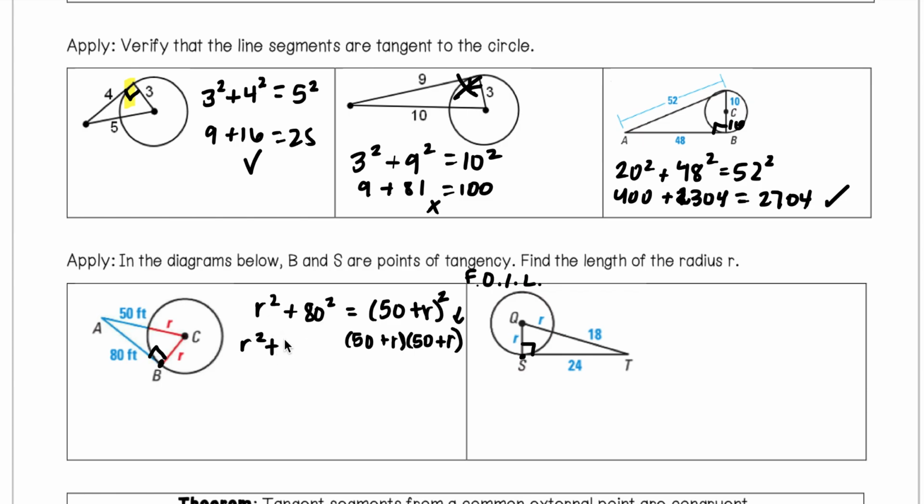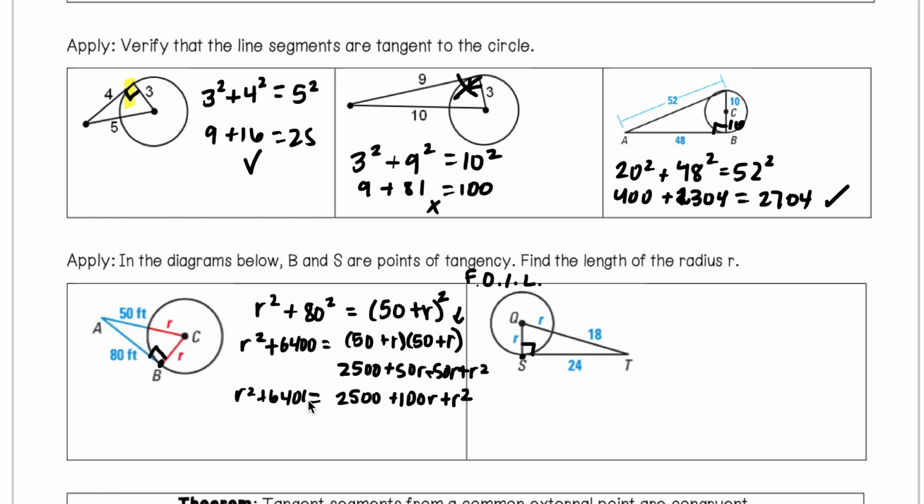So on the left side, we have r squared plus 6400 equals 50 plus r times 50 plus r. So I take my first, which is 50 times 50, so 2500, plus my outside, which is 50 times r, so 50r, plus my inside, r times 50, which is just another 50r, and my last, r times r, so r squared. I'm going to clean this up a little bit. I have 2500 plus 100r plus r squared. This is all equal to r squared plus 6400.